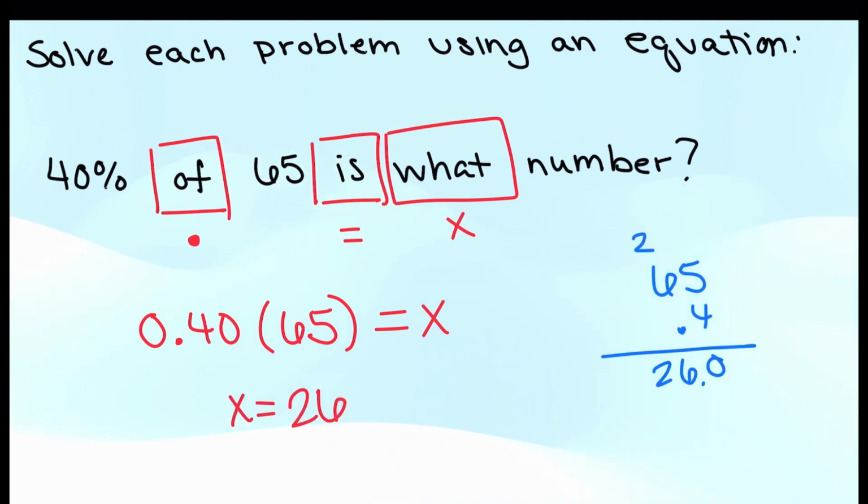So 0.4 times 65, let's see, 4 times 5 is 20, carry the 2. 4 times 6 is 24, plus 2 is 26. My problem has one digit after the decimal, so the product has to have one digit after the decimal, and that makes my answer 26. So 26 is 40% of 65.